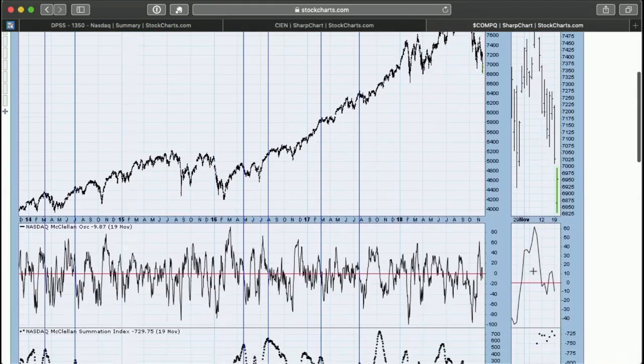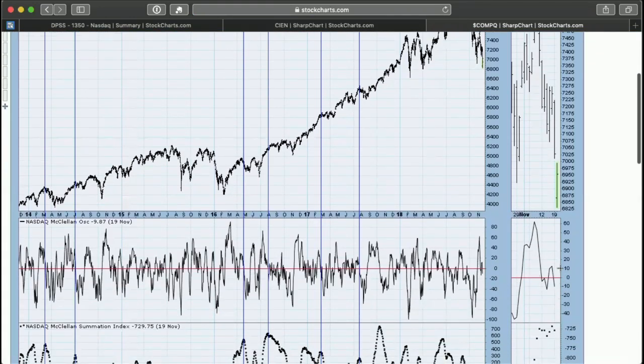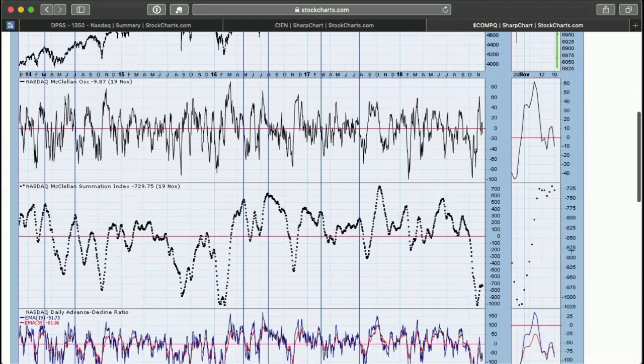There we go. Well, you can see it's spent a little bit more time below the zero line. Summation index is very unsure about where it wants to go, but it has dropped from the day before's reading to yesterday's reading. So it is actually starting on its way down, and look at how much more oversold it is on the NASDAQ.